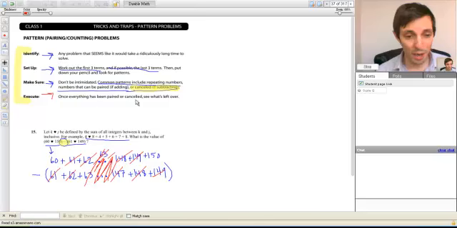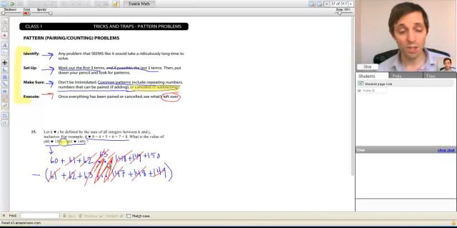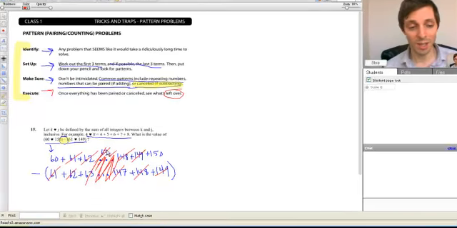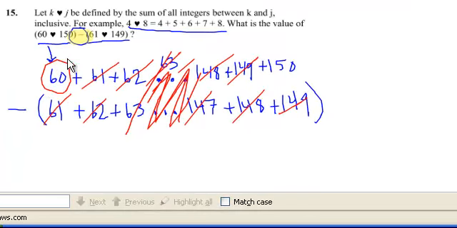Once everything has been paired or canceled, see what's left over. Well, what's left over in this question? The only two numbers that don't cancel out, 60 and 150. And what operation do we have between them? We have addition, right? So 60 plus 150 gives us 210. And there's nothing to subtract on the bottom. It already all got canceled out.